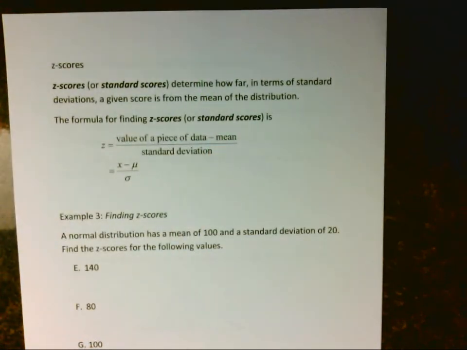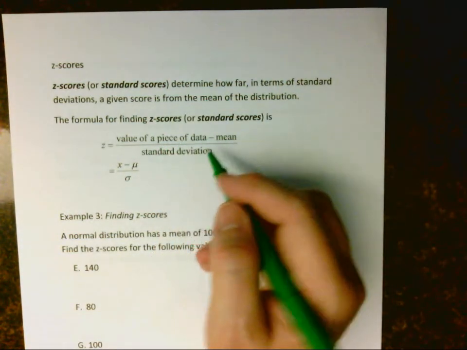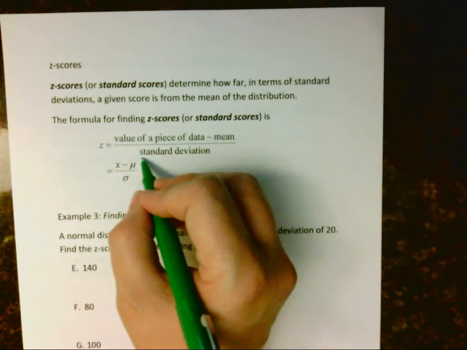A z-score, or standard score, determines how far, in terms of standard deviations, a given score is from the mean. So a z-score measures how many standard deviations you are from the mean. The formula for finding z-scores is the value of the piece of data minus the mean, divided by the standard deviation. So this is probably a more useful formula right here.